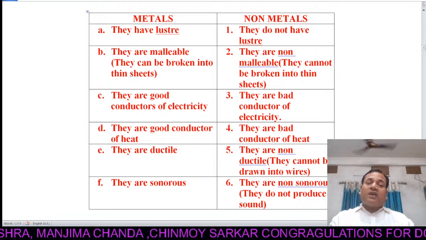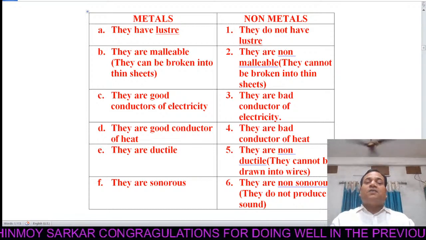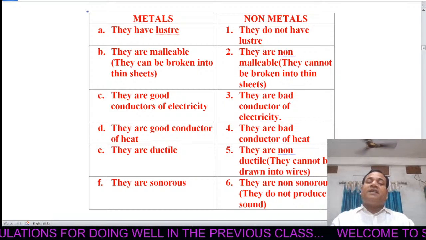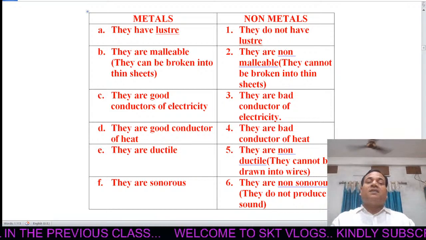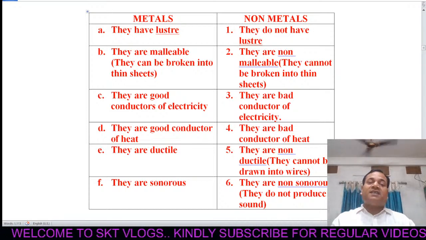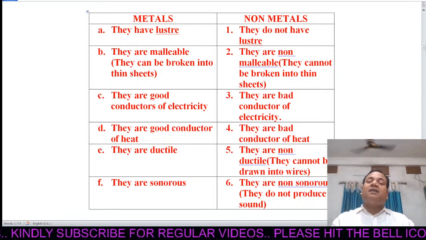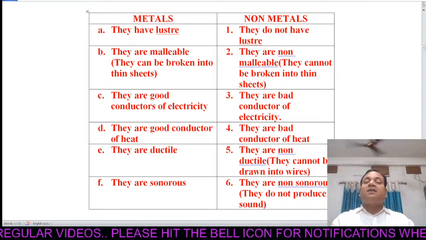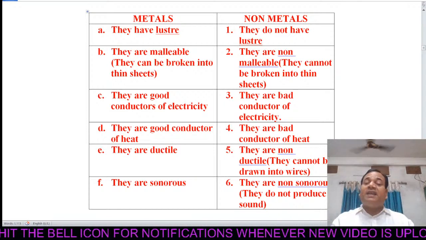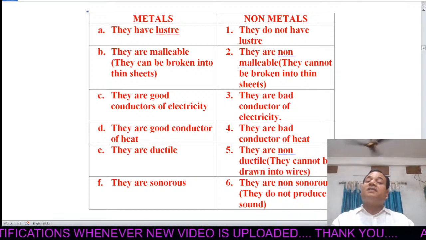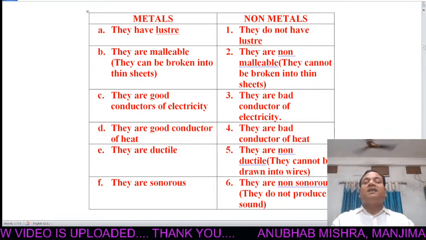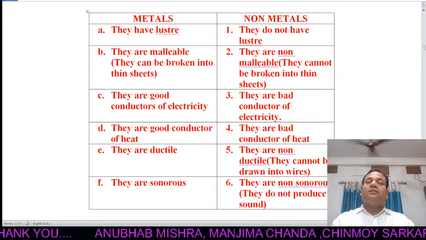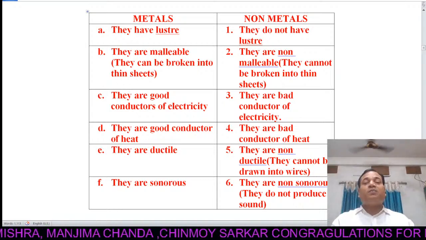And the most important point, metals are sonorous. It means it produces sound. अगर कोई भी मेटल फर्श पे गिर जाता है तो एक साउंड प्रोड्यूस करता है. But non-metals are non-sonorous. It means they do not produce sound. Clear? Now come to the next point.